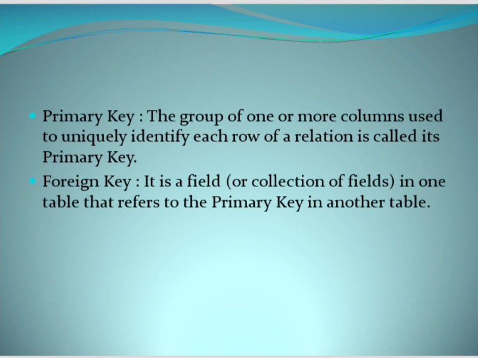Primary key: the group of one or more columns used to uniquely identify each row of a relation is called a primary key. And foreign key is a field or collection of fields in one table that refers to the primary key in another table.